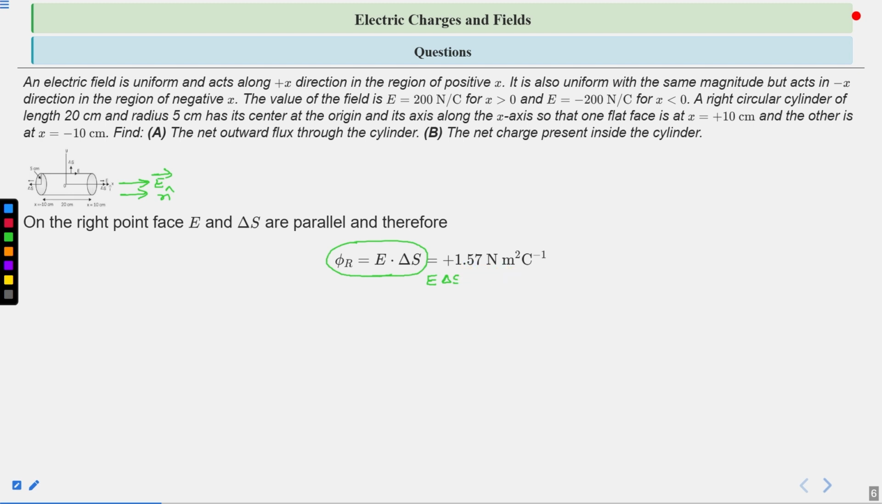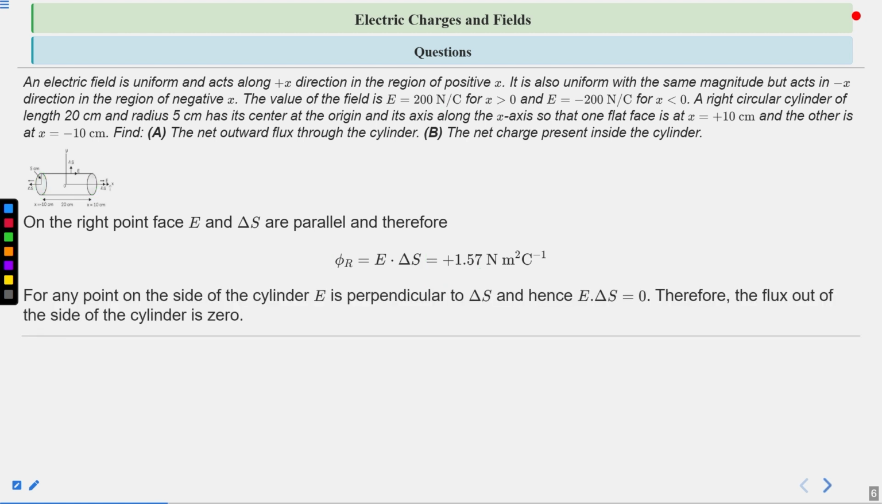Now we know the value of delta S is pi r square, and the value of E is given. If we talk about along the positive x-axis, that is 200 Newton per coulomb. So just substitute the values, and you will get the flux through the right circular face. There are two circular faces, the right circular face and the left circular face. So through the right circular face, the value of electric flux is 1.57 Newton meter square per coulomb.